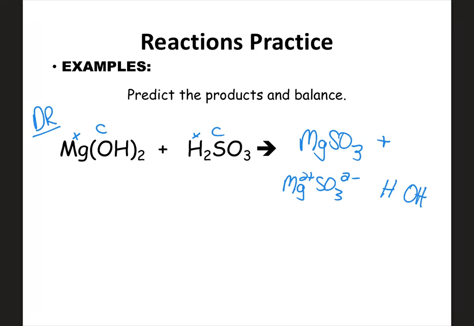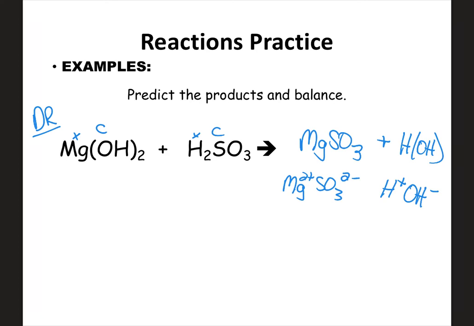All right. When you do your symbols, charges, crisscross, H has a plus charge. He's in the 1 plus column. OH is a polyatomic. It's minus. All right. So when you crisscross, just HOH. That's H2O, but you can write it as HOH if it makes your balancing easier, which I think it will here because I have an OH on the left side.